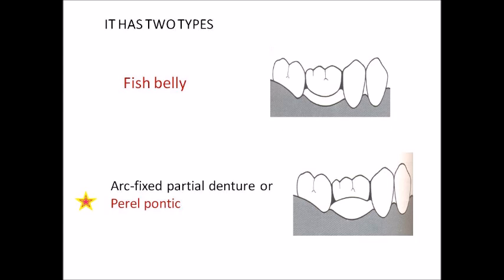Fish belly pontic is the conventional sanitary pontic and pearl pontic or the arc fixed partial denture is the modification of a sanitary pontic. So the basic difference is in the shape of the tissue surface. For a pearl pontic, the tissue surface will be concave mesiodistally and convex faciolingually. This gives an appearance of an archway. That's how it got its name.